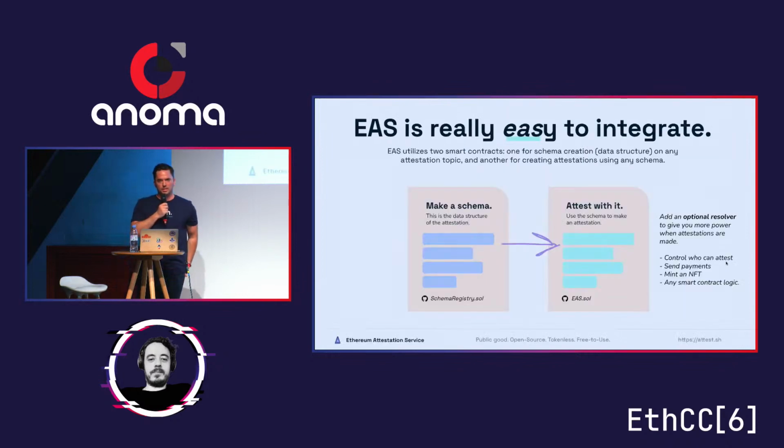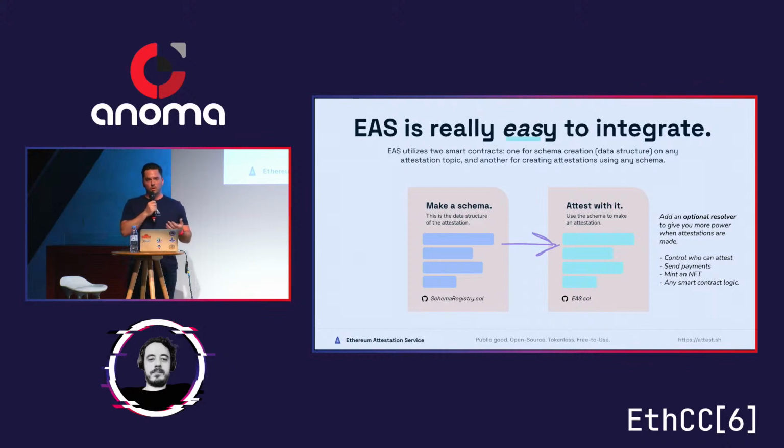EAS is extremely easy to integrate. I'm going to explain the structure of it before I go into some of the use cases, but we are live, and I'll explain where in a second. EAS runs on 2 smart contracts. One is called the schema registry, which allows you to register any data topic. So imagine this event, right?